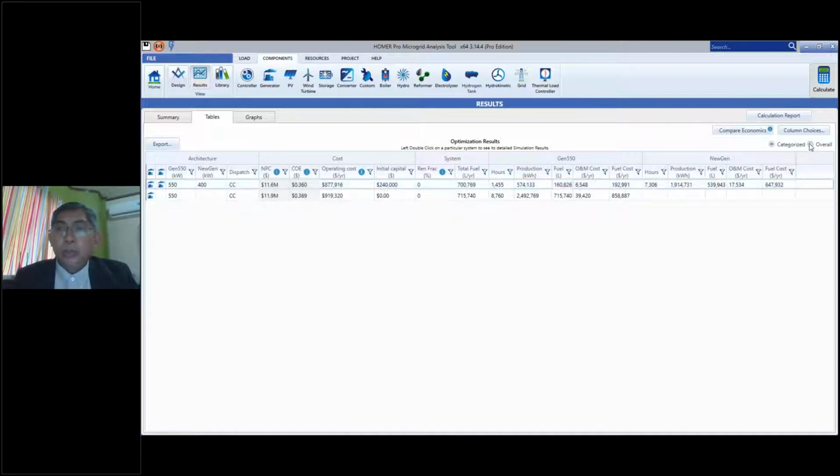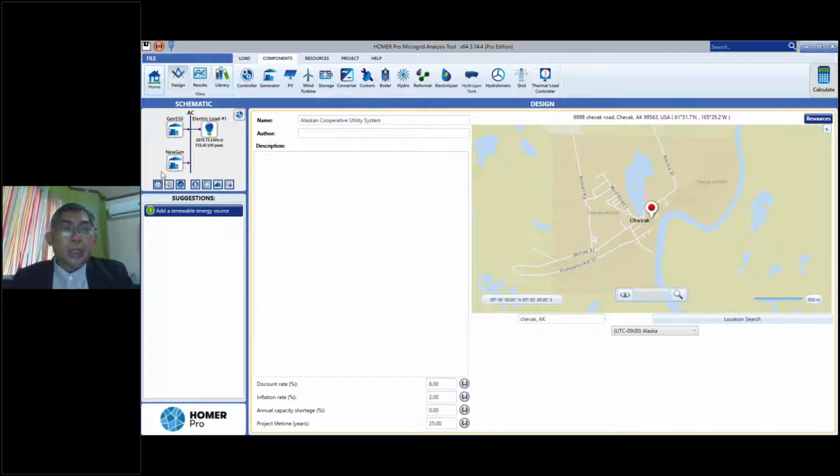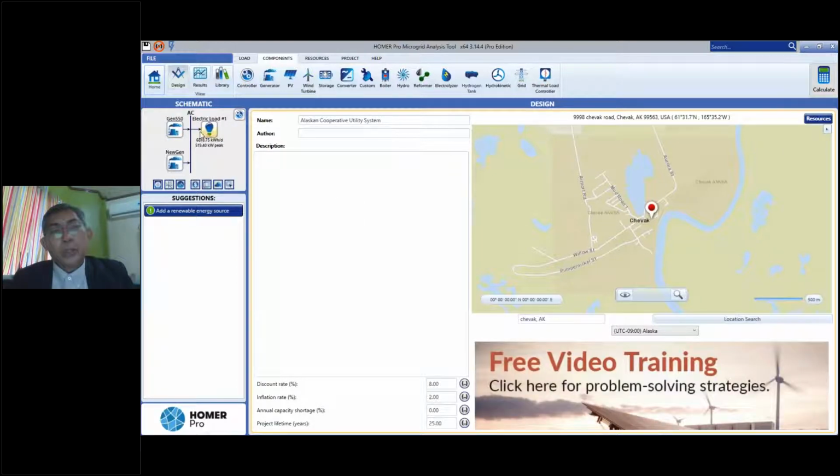If we look into the overall list, HOMER would also consider other smaller sizes like 300, 200, even as small as 100 kilowatt. But the fuel efficiency and also the passing of capacities when the load varies is not as efficient as the 400 kilowatt system. So in this configuration, HOMER is providing us an idea that the ideal size for an additional genset to reduce your fuel consumption would be a 400 kilowatt system.